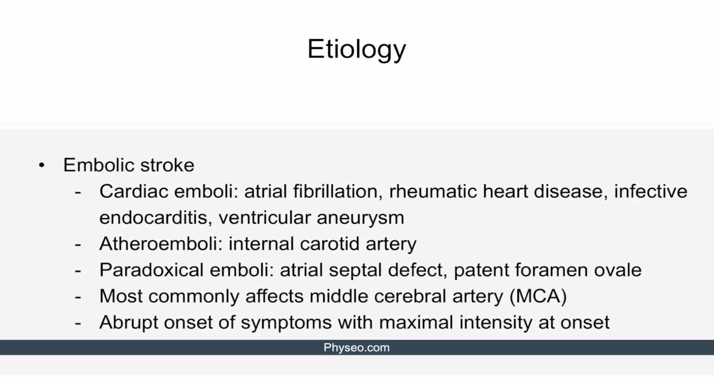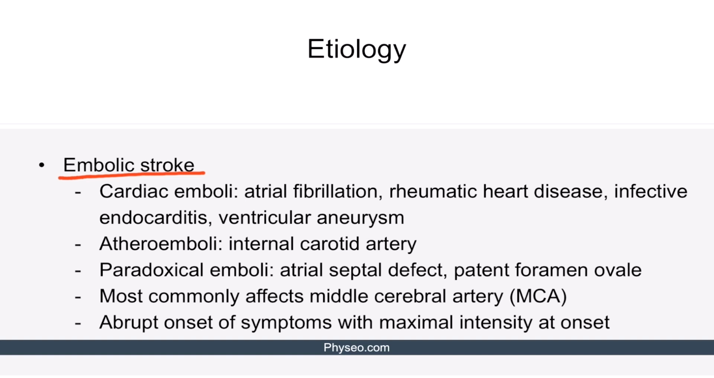Now let's talk about embolic stroke. As the name implies, embolic stroke is caused by an embolus occluding a cerebral vessel. The most important sources of emboli include cardiac emboli, which can arise due to atrial fibrillation. As we already mentioned on one of the previous slides, atrial fibrillation can form a thrombus in the left atrium that can embolize to the brain. Rheumatic heart disease and infective endocarditis can form valvular vegetations that can break off of the valve and travel to the cerebral vasculature. Additionally, ventricular aneurysms predispose the patient to left ventricular thrombus formation that can also travel to the brain. Embolic stroke can also be caused by atheroemboli from an atherosclerotic plaque in the internal carotid artery.